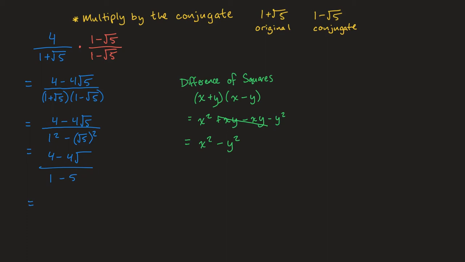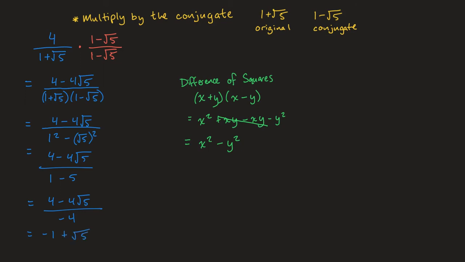And again, to simplify that, 4 minus 4 root 5 over negative 4. And we can actually reduce this even more because in each term on the numerator we have a 4, and we also have a negative 4 in the denominator. So if we take 4 divided by negative 4, that is negative 1. Okay, and negative 4 root 5 divided by negative 4, that's just going to become plus root 5.